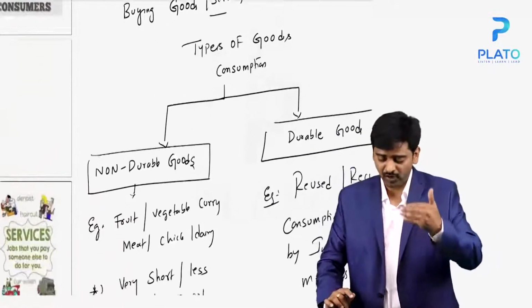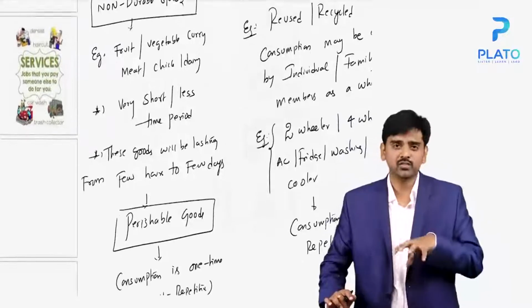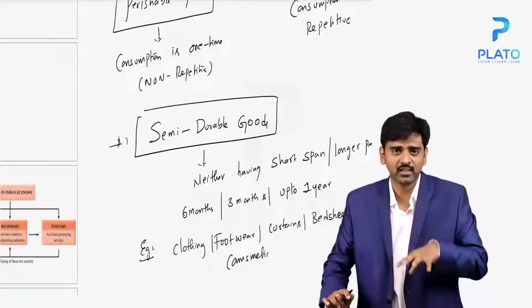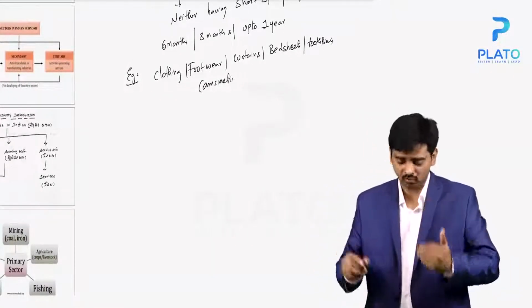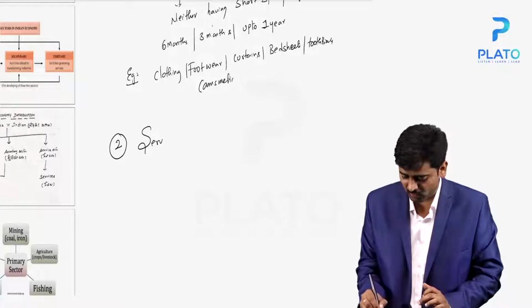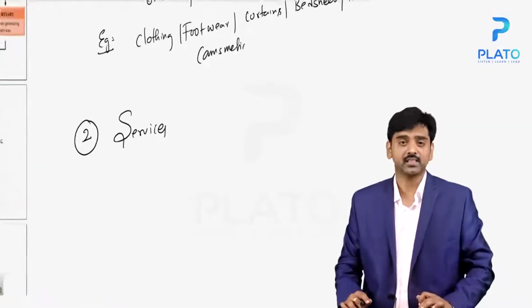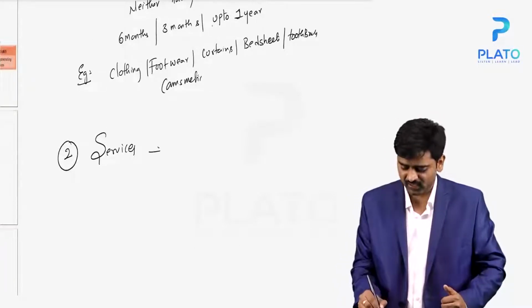So if I say that at your home these are the only goods you are using, those are only consumption. No, there is another category you are utilizing. The second category is what, guys? Services. Hope you understood what services are, guys. I'll give a few examples and let you know what the services are.